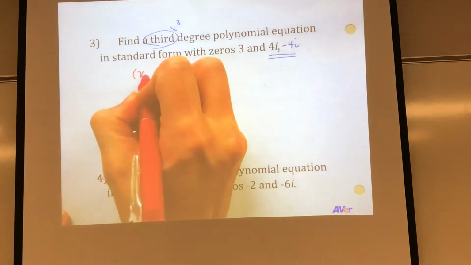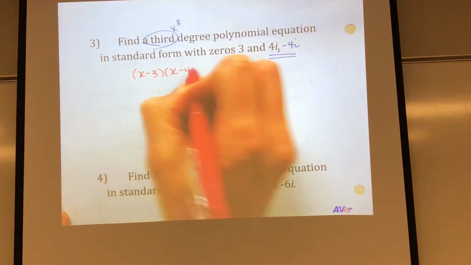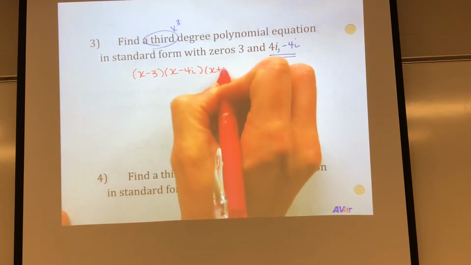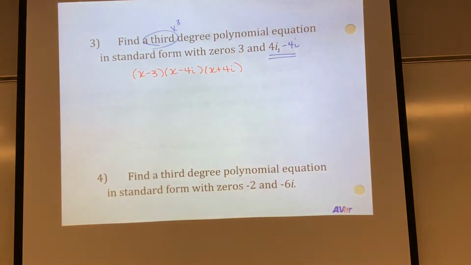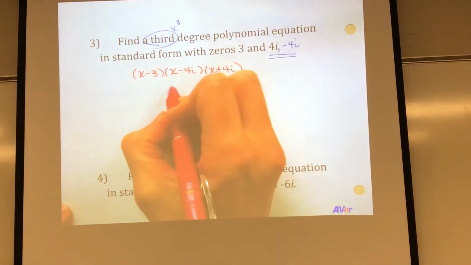All right, so let's put these into factors. We have x minus 3 times x minus 4i times x plus 4i. This is something that we did in the last section, 3.2, and wrote all of those as factors and then multiplied them out to get it into standard form. You can multiply any of them in any order, but I would recommend multiplying these last two first. So hit pause, try that out, and then come back and check to see if you got it right.